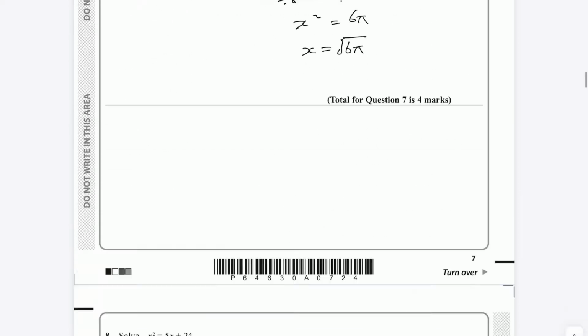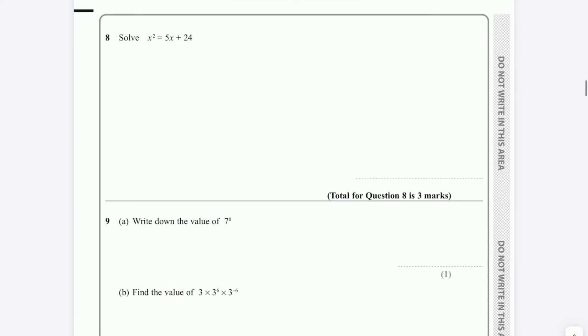Moving on to question 8. So it wants me to solve this. So I'm going to move everything over to the left and solve the quadratic.